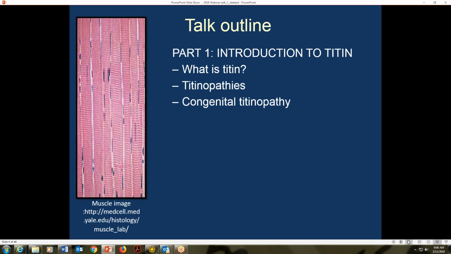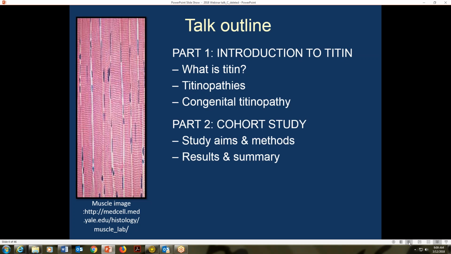So by way of talk outline, there's going to be 3 sections to this talk. So part 1, an introduction to Titin. What is Titin? I'm actually going to introduce you to the concept of isoforms because that's going to come up quite a bit in the talk. It's a bit of a tricky concept, but really important in terms of Titin. The different sorts of titinopathy, so the different sorts of conditions that are caused by mutations in this enormous gene, and then focusing particularly on congenital titinopathy, which was the subject of our recent paper.